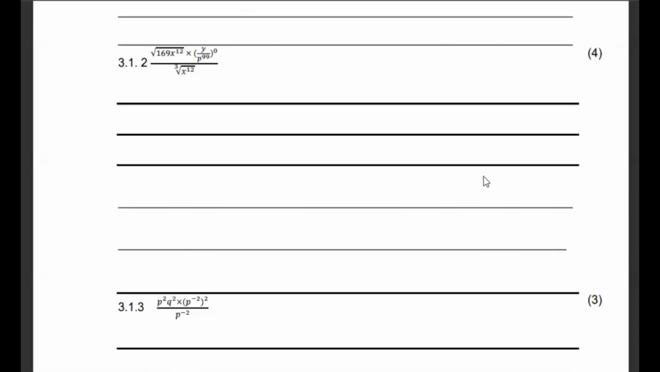Okay, and then 3.1.2, we have the square root of 169 x to the 12. So what is the square root of 169? That's a 13. Now, whenever we have roots of exponents, all we have to do is divide the exponent by the root. If it's a square root, then we're going to divide this 12 by 2. So that's a 6. If it's a cube root, you divide by 3, and so on. So for the cube root, we divide the exponent by 3, which gives us a 4. Okay, so the top part is just going to become 13x to the 6 over x to the 4.